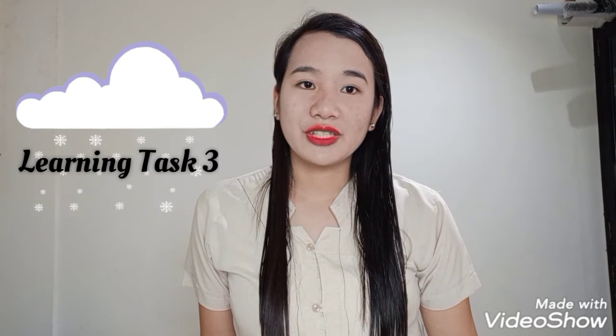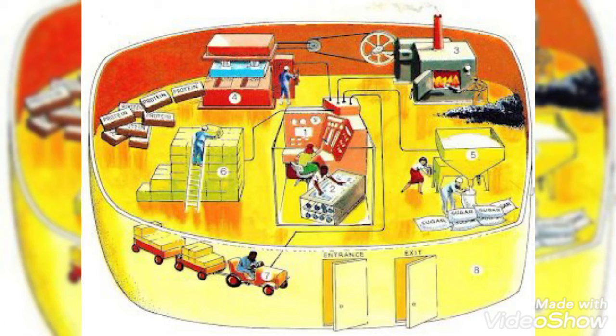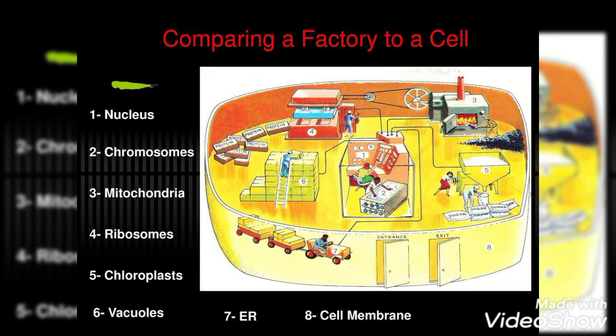For learning task 3, you need to study carefully the picture that I will flash and you will relate the parts of the cell to the parts of a factory. 2 days later. Let us now answer our learning task 3.